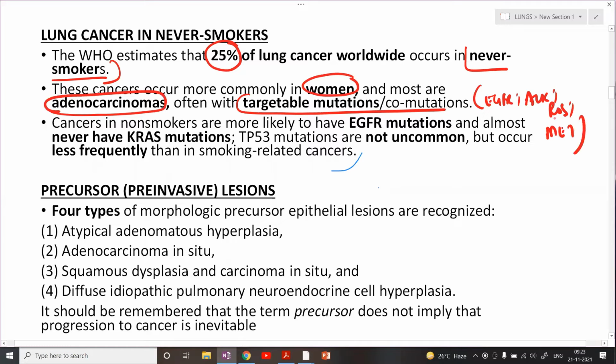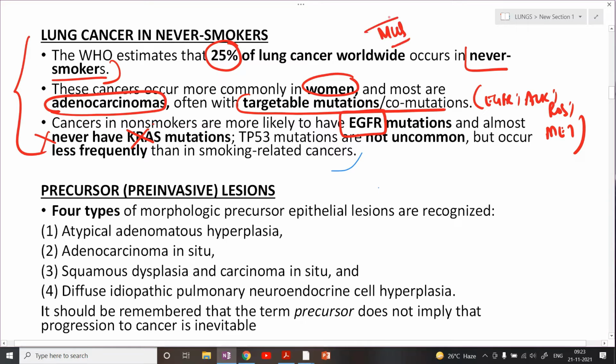Now, one very important thing is that cancers in non-smokers are more likely to have EGFR mutation, and they almost never have KRAS mutation. So KRAS mutation is never seen in never smokers. Just remember these points. Why am I saying it again? From the MCQ point of view, these are very important.